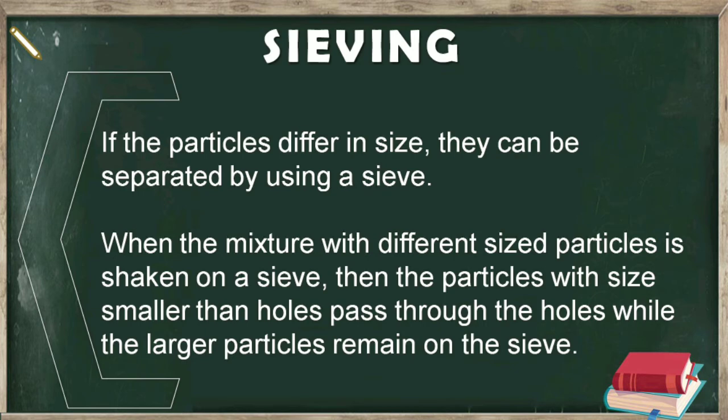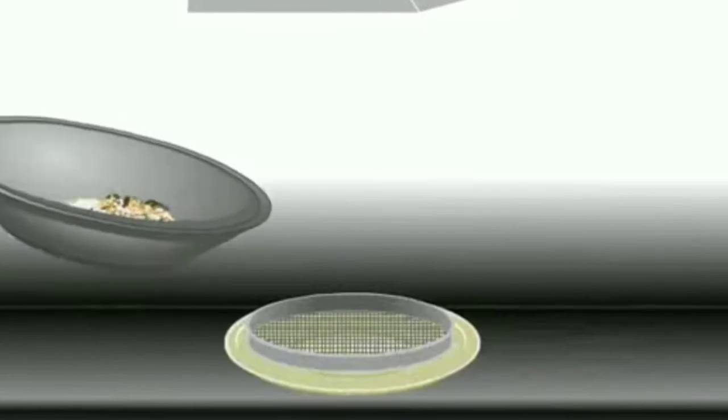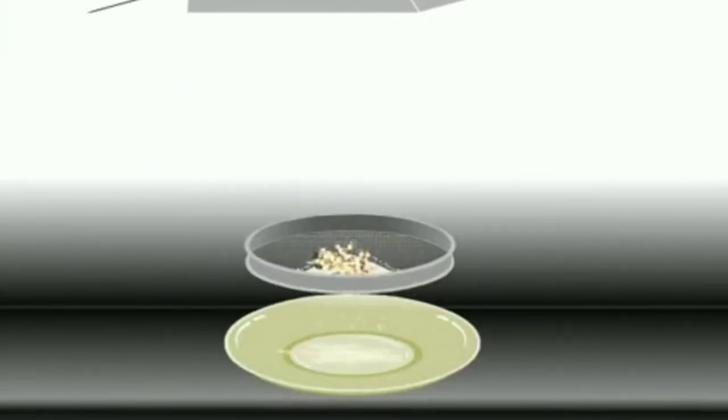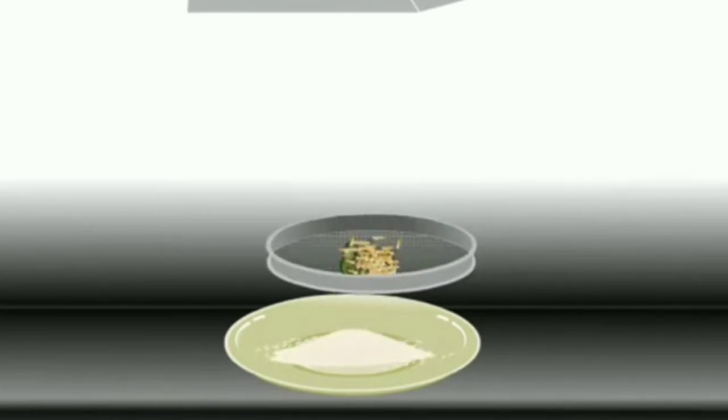For example, if the mixture of wheat flour, pulses, and pebbles is shaken on a sieve, you notice that flour passes through the sieve, but the pulses and pebbles are left on the sieve because the size of pulses and pebbles is much larger than the holes of the sieve.